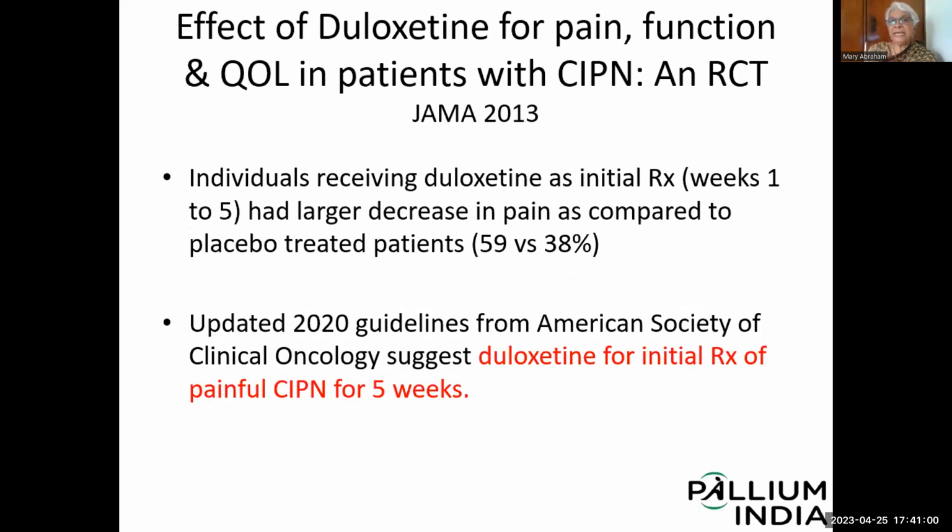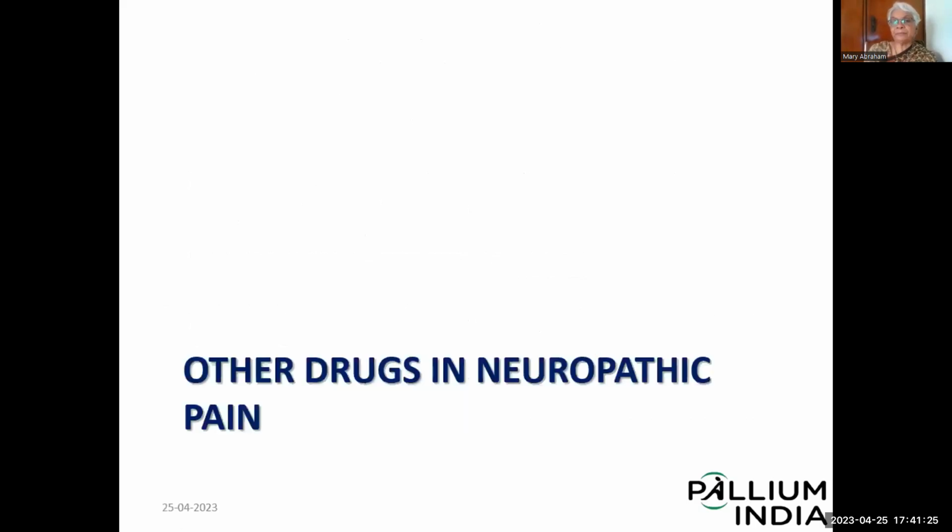Now, duloxetine has been given in a trial in patients with chemotherapy-induced neuropathy. And they found that when you give duloxetine as an initial treatment in weeks 1 to 5, there was lesser incidence of the CIPN as compared to the placebo. So they say that duloxetine can be used for the initial treatment of painful CIPN.